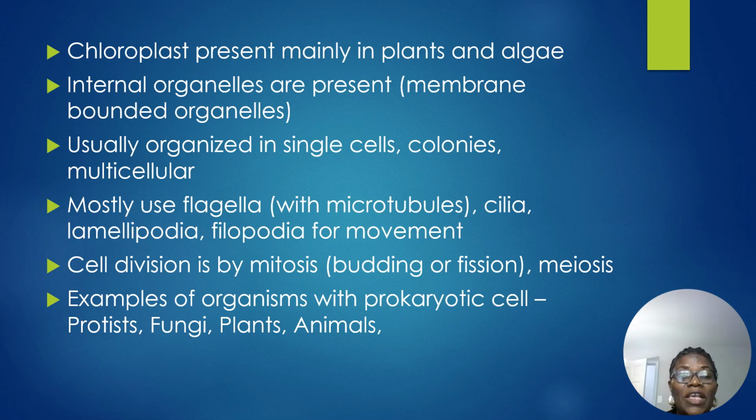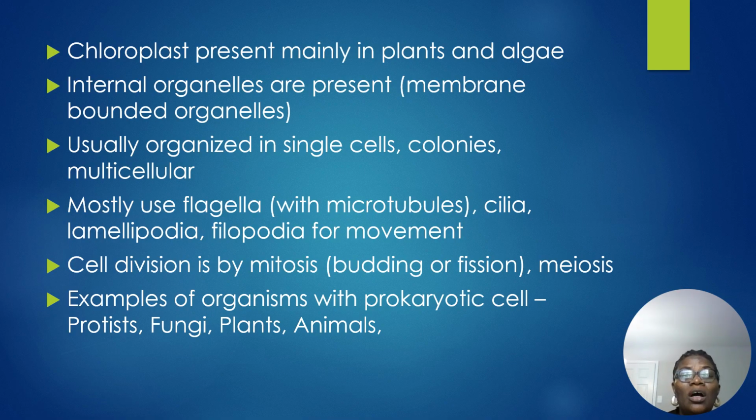Examples of organisms that have eukaryotic cells, we have a lot of organisms in this category, like the protists, the fungi, the plants, the animals. All these ones are examples of eukaryotic organisms with a eukaryotic cell.